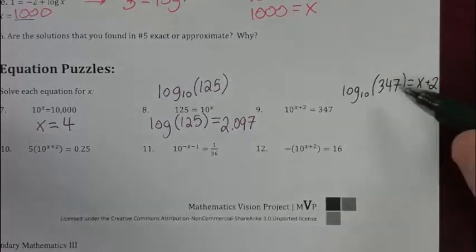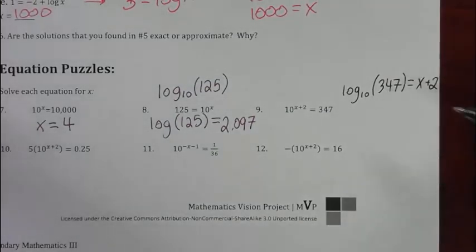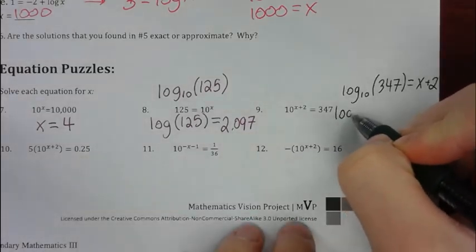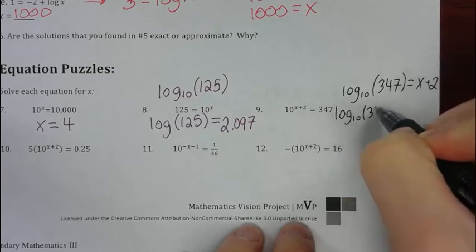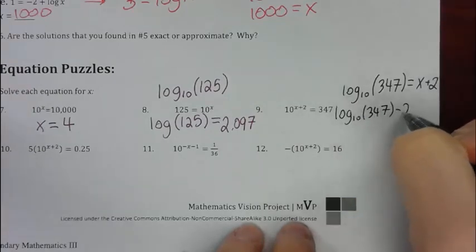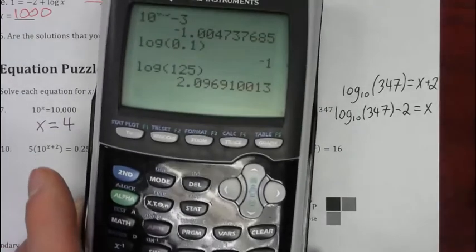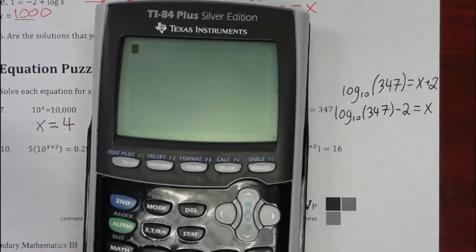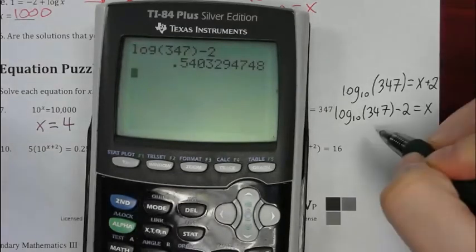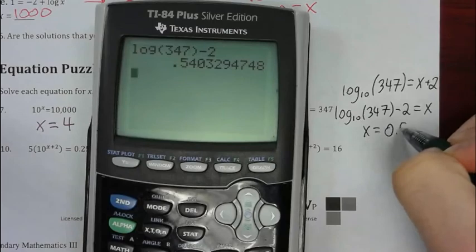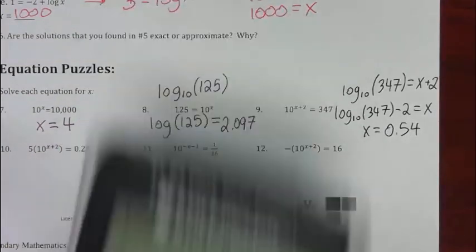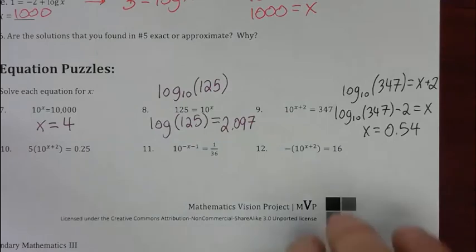Now, I could put log base 10 or log of 347 in my calculator, but I'm going to do that second. And first, I'm going to subtract 2 from both sides. So it would be log base 10 of 347 minus 2 is equal to x. And then I would just put all of that in my calculator all in one go. So it would be log of 347 minus 2 equals our answer of 0.54. And that finishes number 9. We will flip to the back for number 10, 11, and 12.